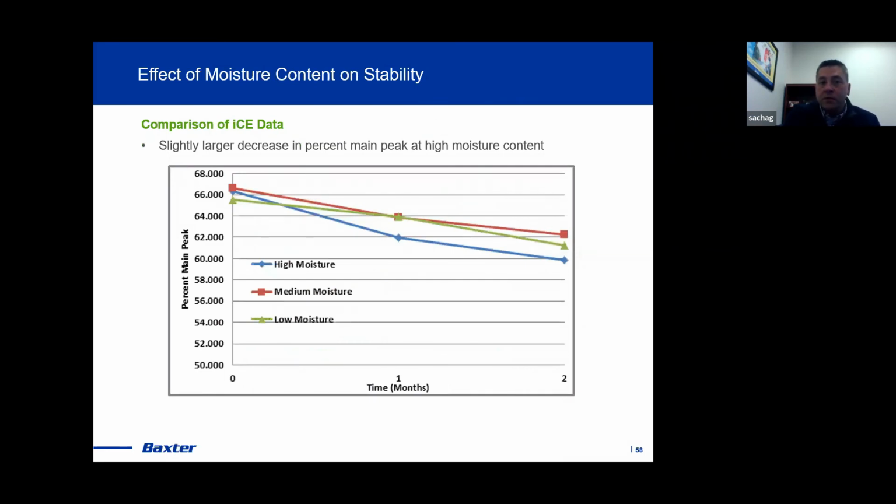And then we, of course, include ICE, SEC. In this case, it's showing that with higher moisture, you're seeing a little more degradation.